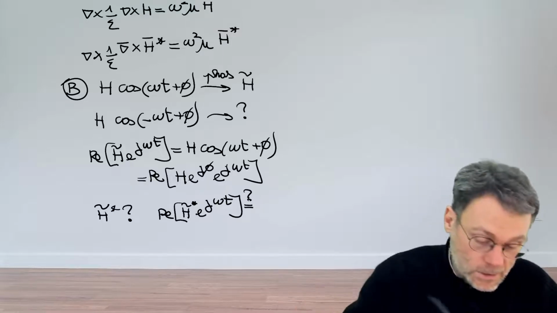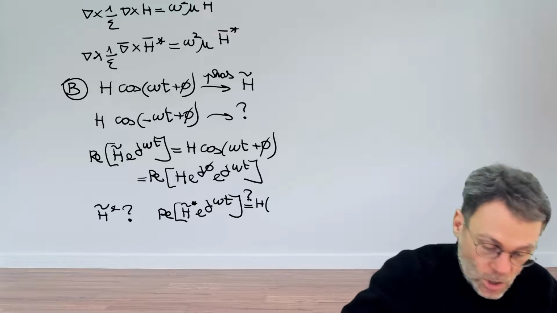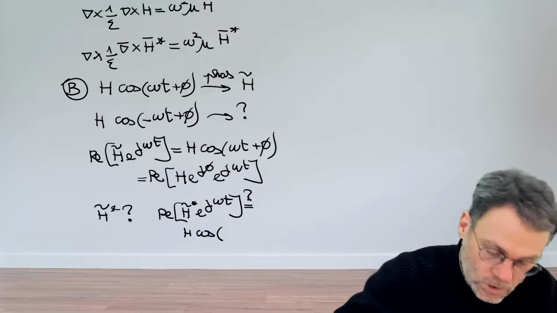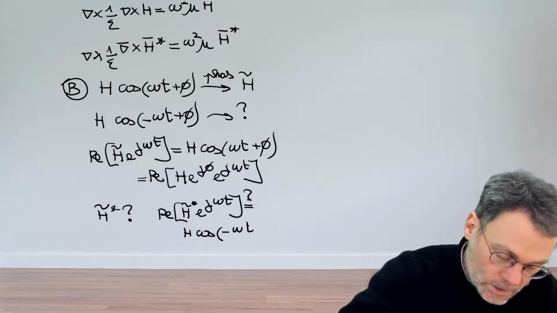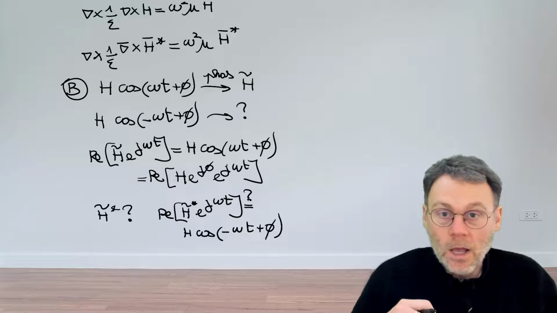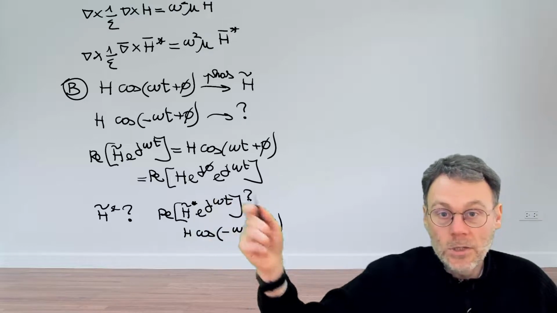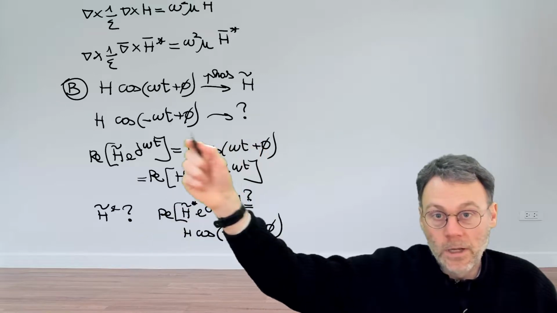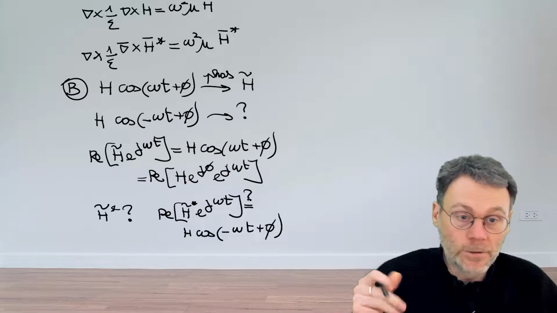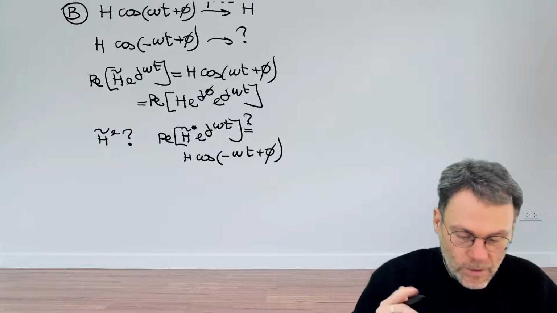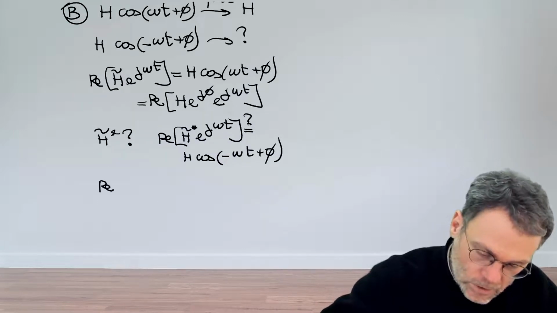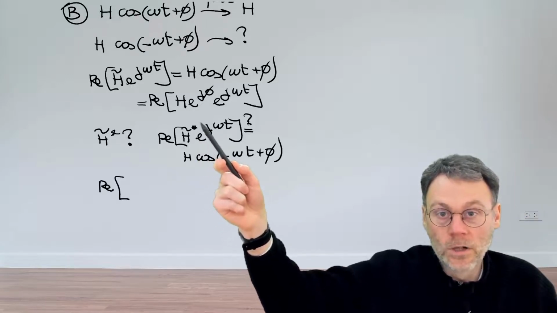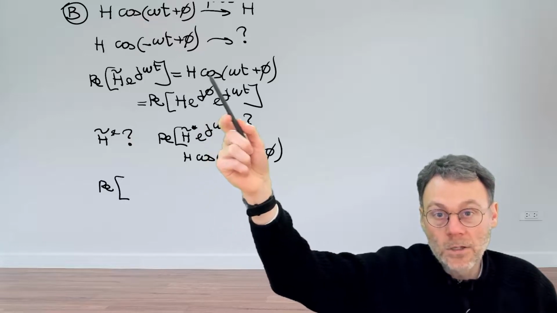And the time dependence in this case is going to be h cosine of minus omega t plus phi. So if we can show that this is true, then we're in business, and the complex conjugate of h is indeed the phasor corresponding to the minus t time dependence here. That's actually a piece of cake to show. So we need to figure out the real part of the complex conjugate of our original phasor.